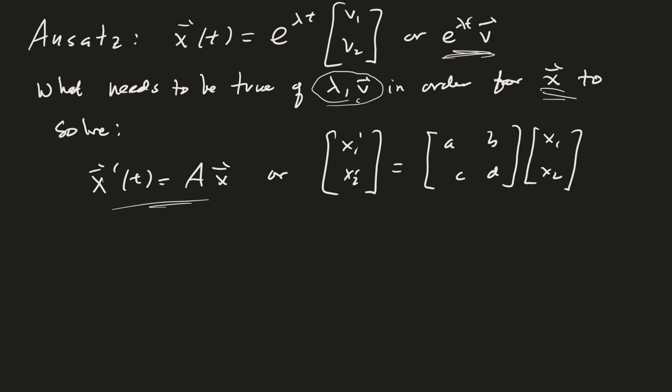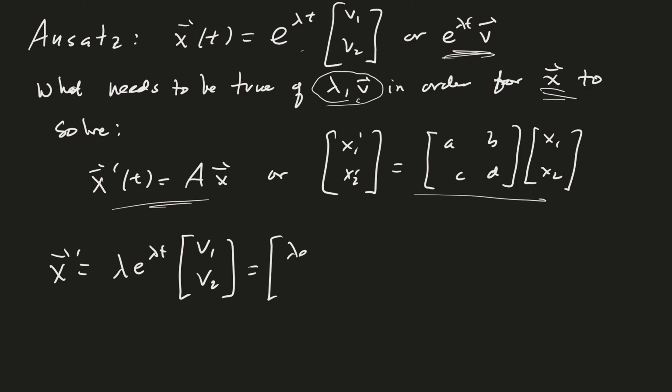Right, so let's go ahead and plug in our ansatz into the system and see what we get. On the left-hand side of my system, I've got x prime equal to lambda e to the lambda t times v1, v2. Which you could write again as lambda e to the lambda t times v1, lambda e to the lambda t times v2. Good, so that takes care of the left-hand side of my equation.